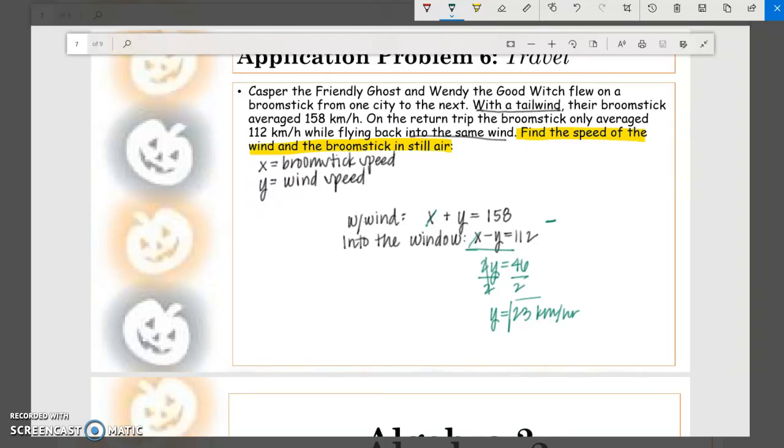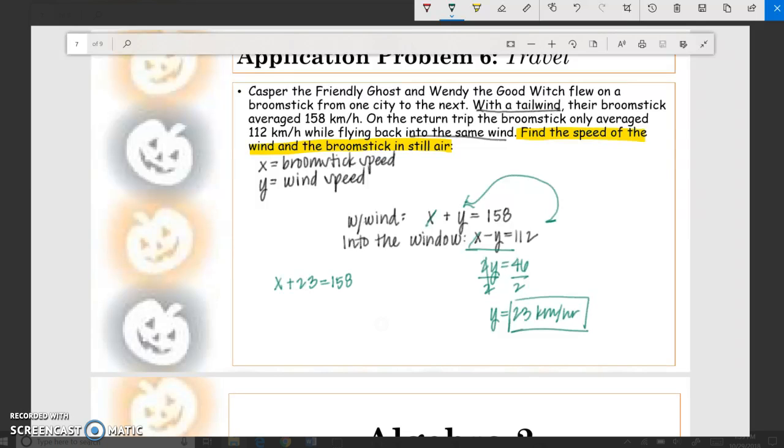hour. Once we have that value, it's going to be easy to solve back in, and we'll substitute for y there. So we will have x plus 23 equals 158. So to solve for this value, we'll subtract 23, and so then when we subtract that off, our broomstick speed will be 135 kilometers per hour. So we're going pretty fast on that broomstick speed here.